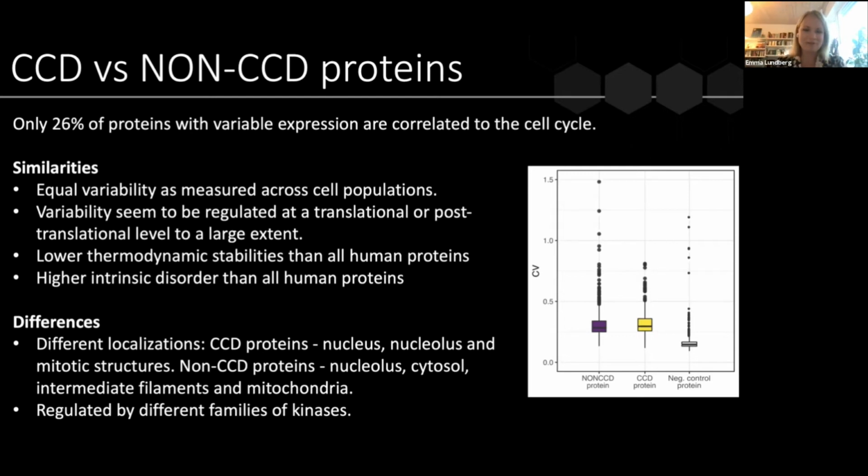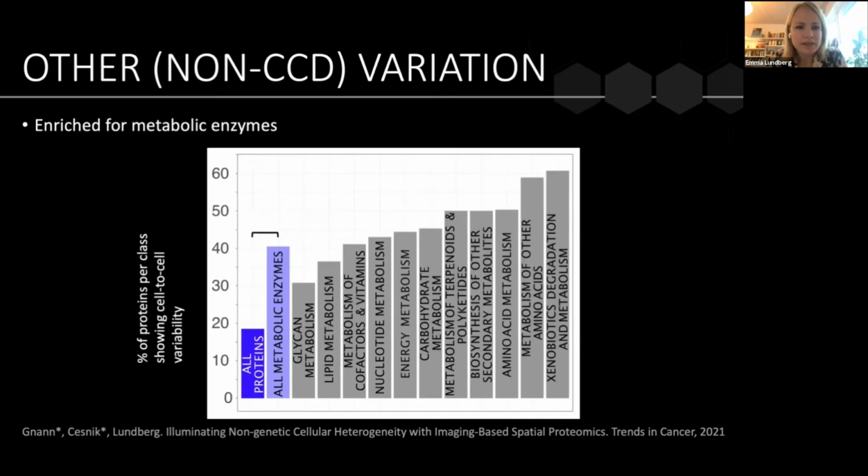But what remains to be understood? If we look a bit closer at these non-cell cycle dependent variations, we can see that variations in general are very enriched for metabolic enzymes. I told you that 19% of all proteins show cell-to-cell variability. If we look at all human metabolic enzymes, the number is 40%, and we can see it across many different types of metabolism. So we've focused a bit on both cell cycle dependent, but also non-cell cycle dependent variations among metabolic enzymes.